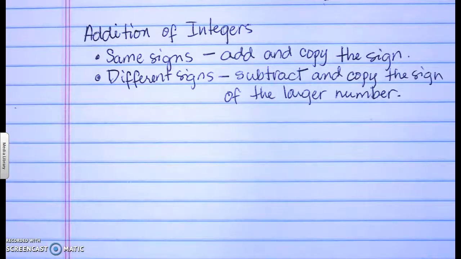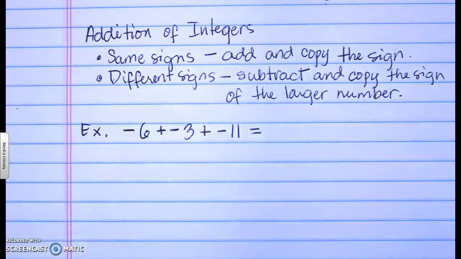We are now going to move on to addition of integers. The rules are, if the signs are the same, you're going to add and then copy the common sign of the numbers. If the signs are different, you are going to subtract and copy the sign of the larger number.